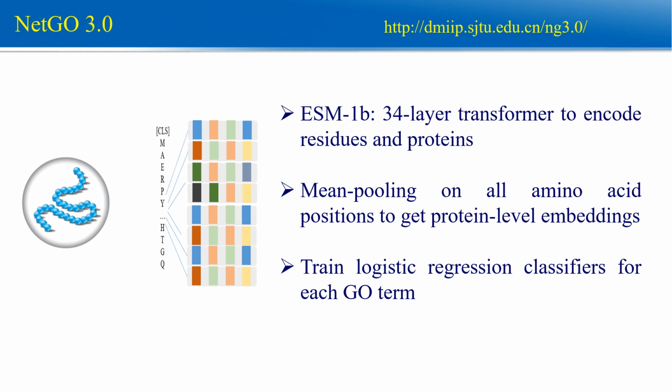Further, we integrate LR-ESM with other methods and use a learning-to-rank model to fuse them together. NetGO 3 is an ensemble method which can combine the strengths of every method and achieve more precise prediction.